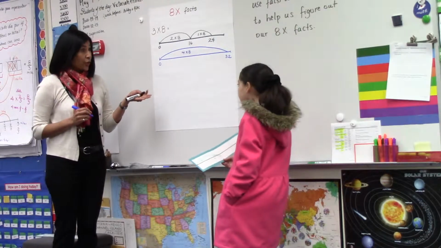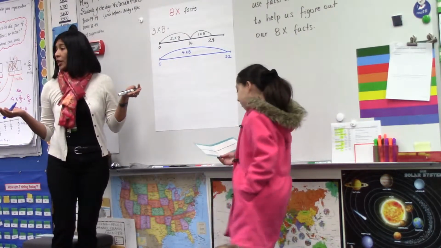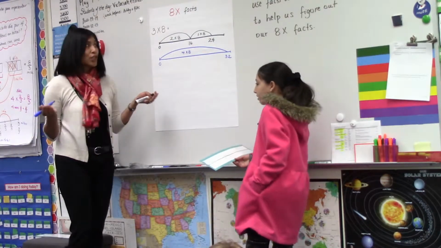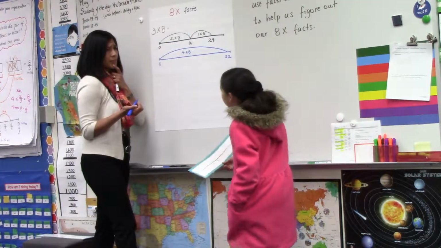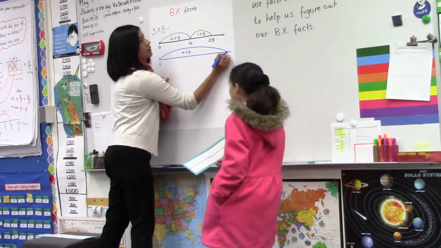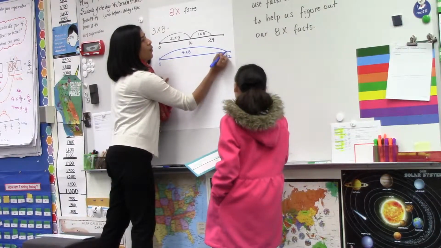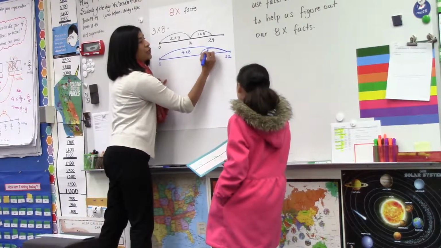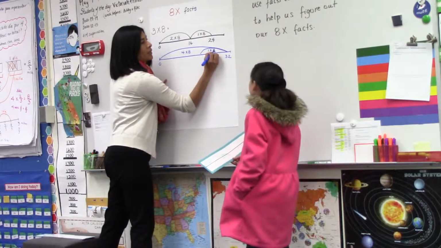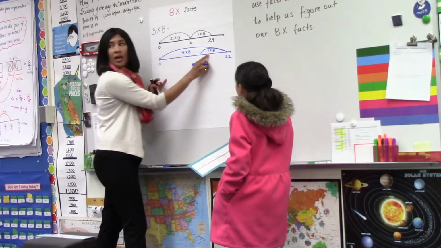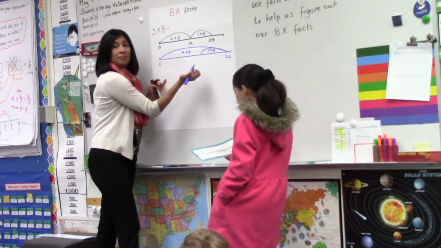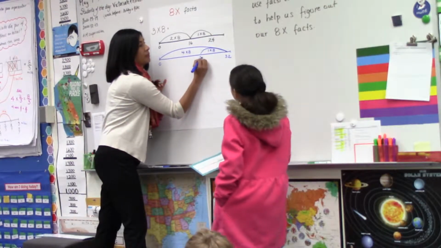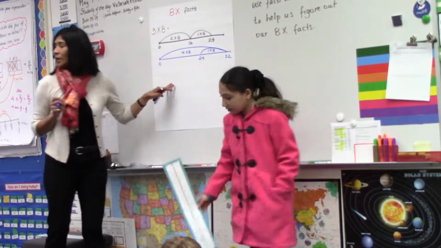You already learned your 4 facts, right? So we know that 4 times 8 equals what, class? 32. 32. Okay, but then what do you think? Okay. And then you took away 1 group of 8 because you have 1 too many, right? So you have 32 minus 8 is 24. Did anybody else do it like April did?